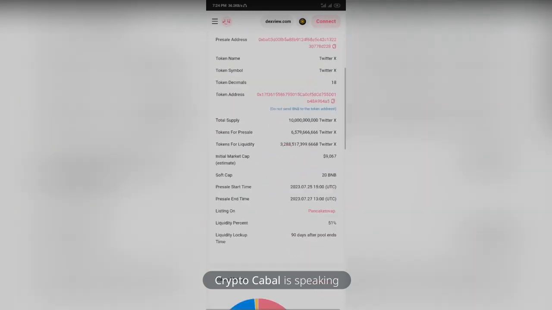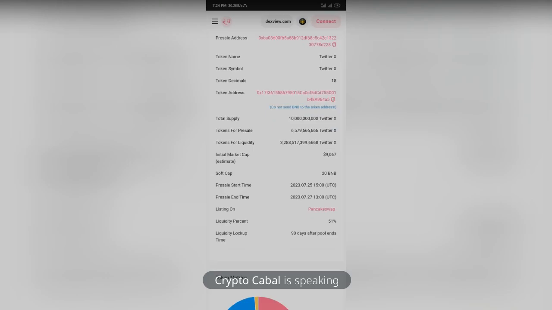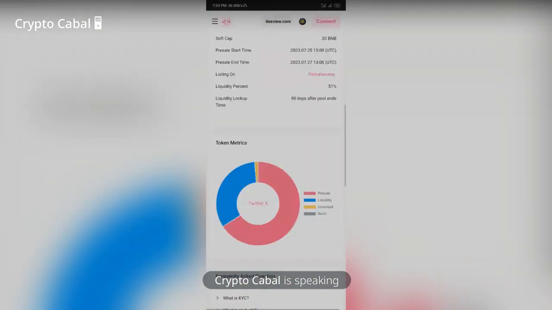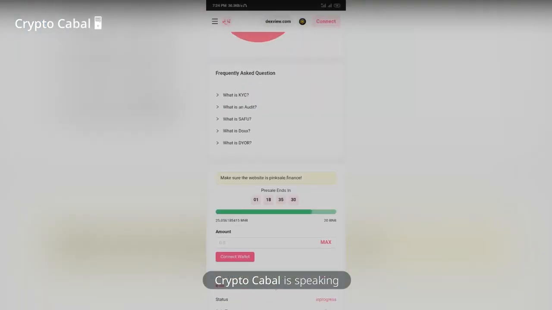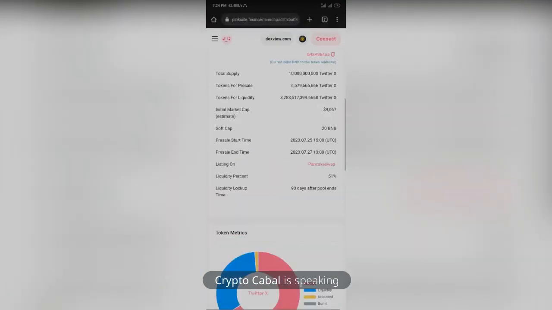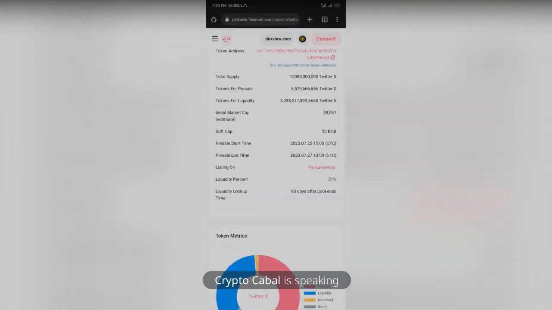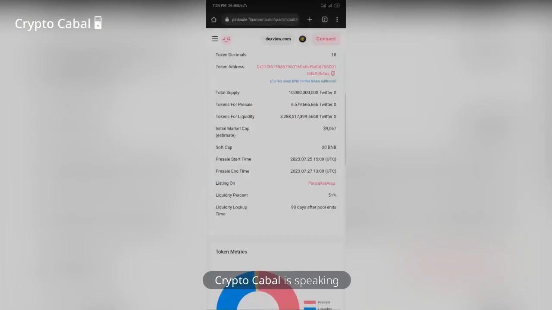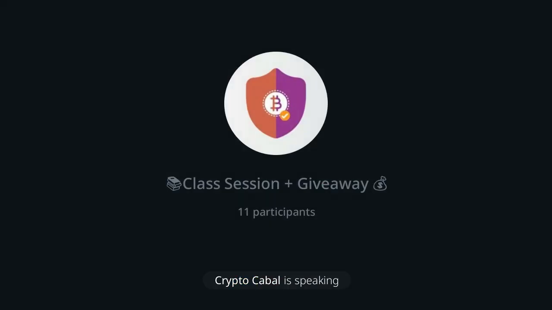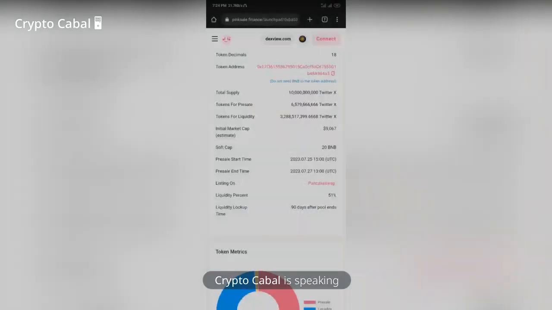Now look at it, soft cap 20 BNB. Did you see the soft cap 20 BNB? They want to actually achieve 20 BNB. Once they get 20 BNB, they will launch the project. And now they started the pre-sale today, and they are going to end it on the 27th of this month. They are going to list it on decentralized exchange, PancakeSwap.